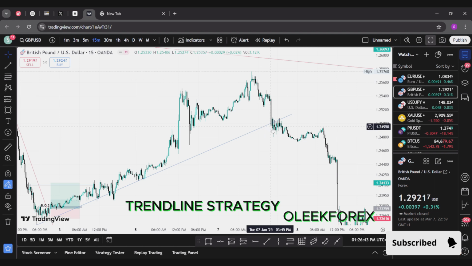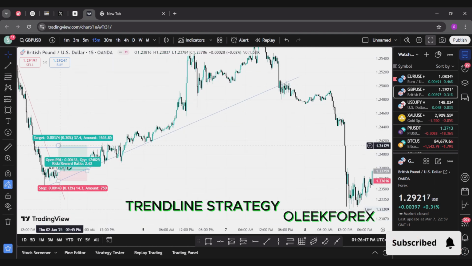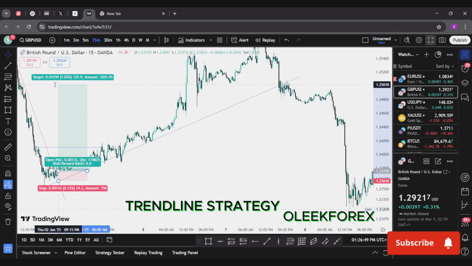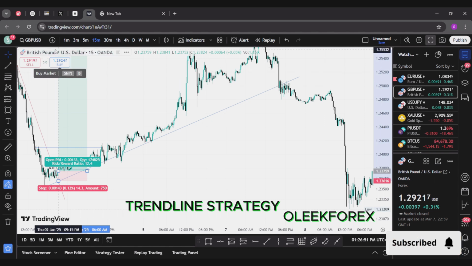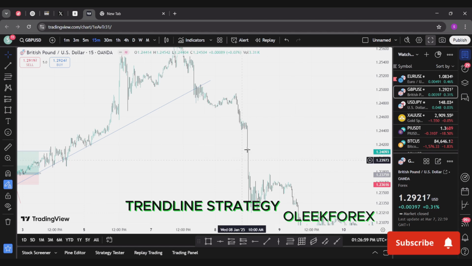So once it breaks this line, you already know there's a problem. You can get out from this place. See, it's up to 8. You can still get out here. So that's how the trend line strategy works. I think I've taken so much time on this trend line, so I won't take much time on the rest.